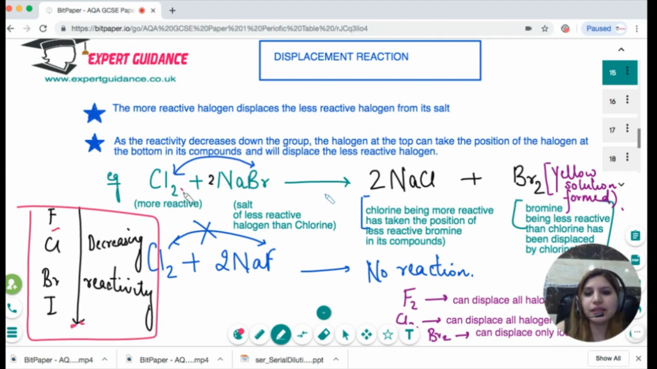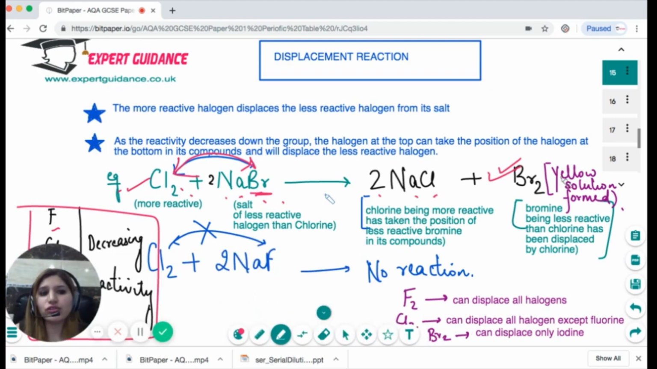So, for example, if you look at this reaction, chlorine with NaBr, which is more reactive? Chlorine. Good. Which is less reactive? Bromine. And bromine is in the form of a compound or salt. So chlorine can quickly swap the position of the bromine and form 2NaCl and displaces the bromine. And if you remember, if this reaction is in solution, you will see a yellow solution. So chlorine, being more reactive, has taken the position of the less reactive bromine in its compound, and bromine, being less reactive than chlorine, has been displaced by chlorine.